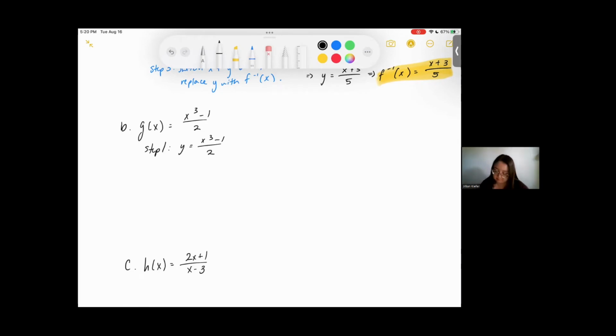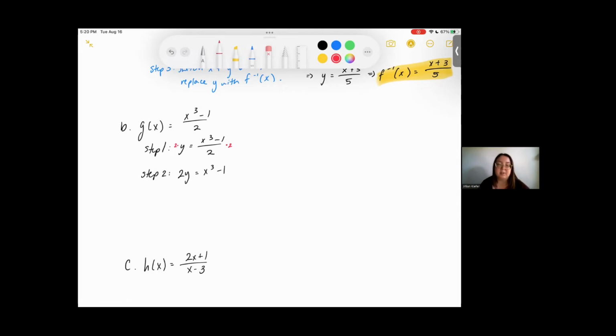And there we go. Now step 2 is to solve for x. So if we want to solve for x, first thing that we can do is we really want to get rid of the fraction. We don't want to deal with the fraction anymore. So getting rid of the 2 would be the best case scenario for us in this problem. So we're going to multiply each side by 2. This will give us 2y is equal to x to the power of 3 minus 1.